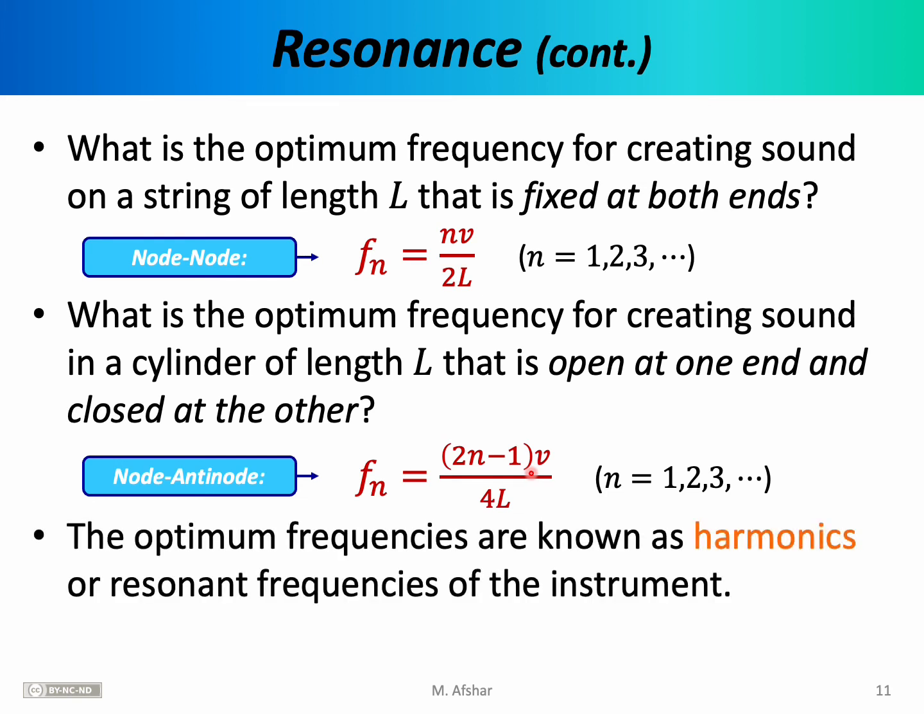These special or optimal frequencies are sometimes referred to as harmonics in the context of musical instruments. So musicians often talk about the first harmonic or the second harmonic or the third harmonic. They're basically talking about the frequencies that correspond to n equals 1, 2, 3, and so on.